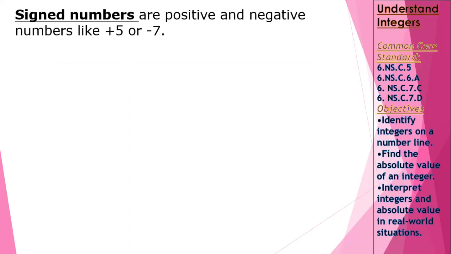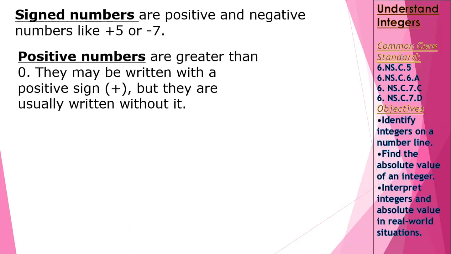Signed numbers are positive and negative numbers like positive 5 or negative 7. What does it mean? It means if I write any number with its sign, I will call this number a signed number. Okay?